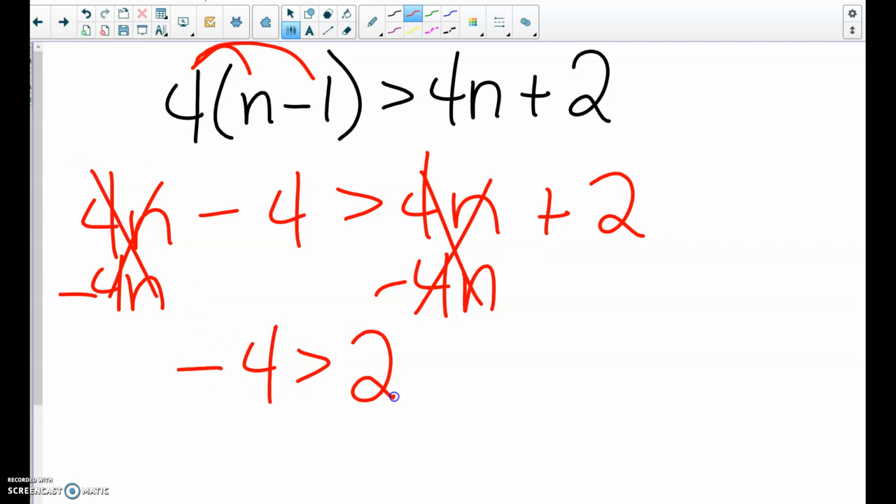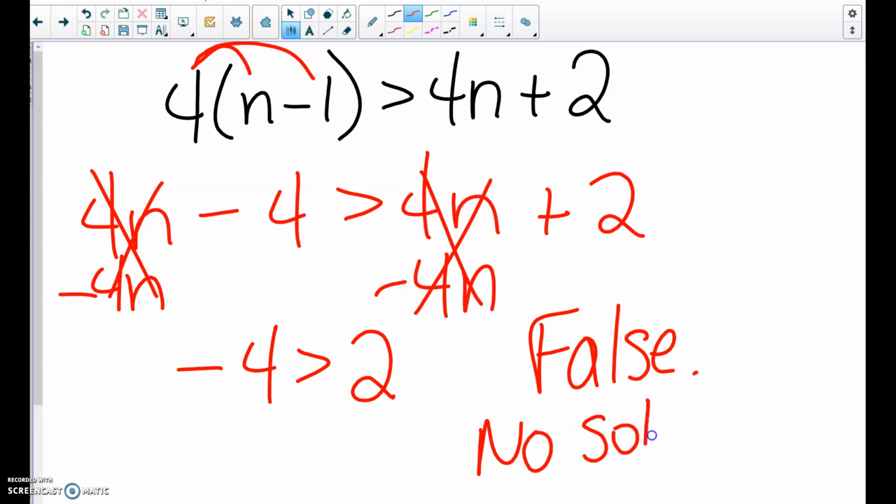Negative 4 is greater than 2. That ends up being a false statement. Negative 4 is not greater than 2. So when we say that is a false statement, it is a no solution. There is no number that you can put in for n at the start of this problem to make that solution true. So that would be a no solution problem.